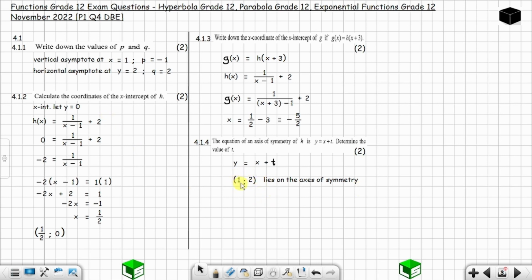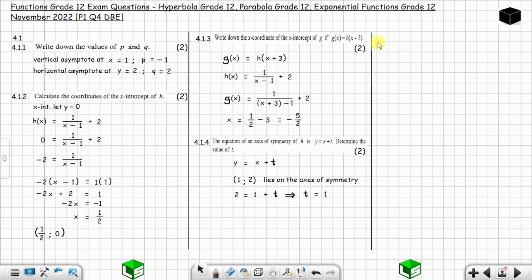Now I can use this point to get the value of t. Remember the first coordinate is x and the second coordinate is y. Let me use this point to get the value of t. This is y, y is 2. This is equal to x, x is 1, and then plus t. From this, t is equal to, when you take 1 to the left, 2 minus 1. So t is equal to 1 because 2 minus 1 is 1. So this is the value of t. t is equal to 1. Okay, let's carry on. Let me draw a line here.